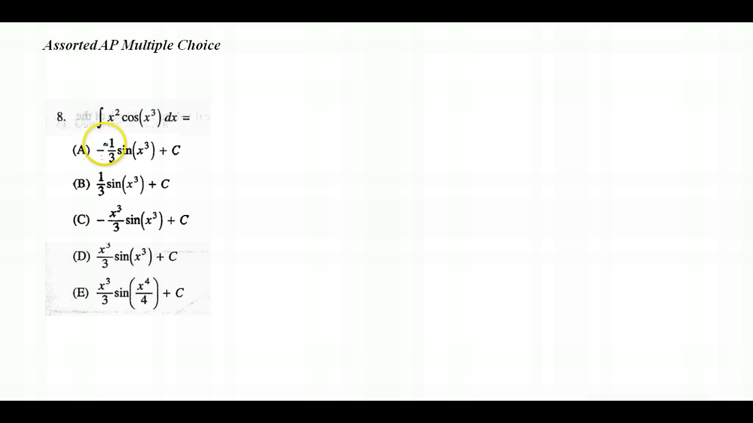So this is number 8 of a previous AP exam. So we have the integral of x squared cosine x cubed dx. You'll notice this is really familiar to the problems that we've been solving so far. So let's go ahead and let u be the inside function here, x cubed. Then du is 3x squared dx. We're only interested in x squared dx, so let's divide both sides by 3 or multiply by 1/3. So 1/3 du is x squared dx.